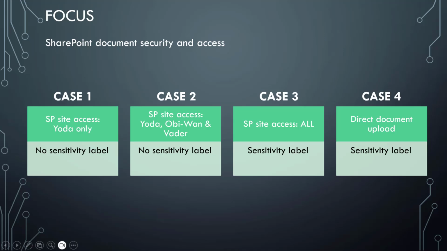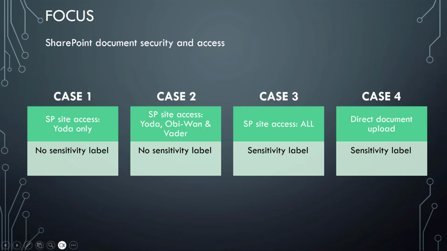So the first one is basically a SharePoint site where I uploaded a document without any sensitivity label and only one user, Yoda, has access. Second use case is similar, but more people have access. The third case is I have a SharePoint site where everyone has access. But this time I upload a document to SharePoint and then I use a sensitivity label. And I want to show you what's going on there.